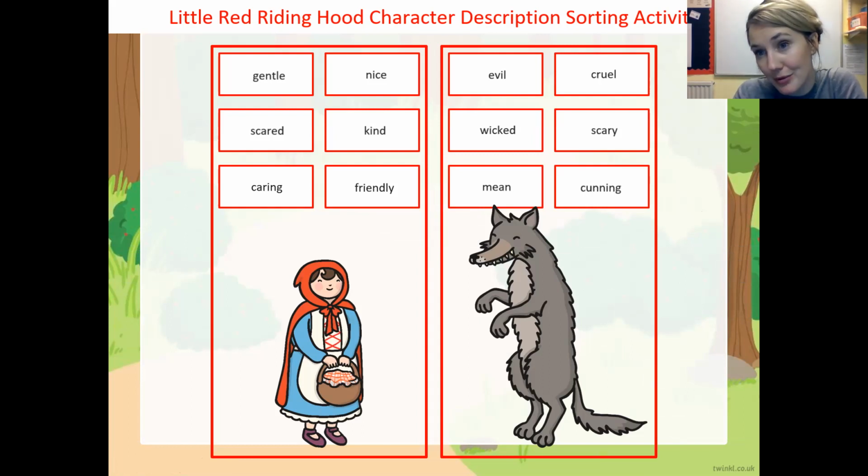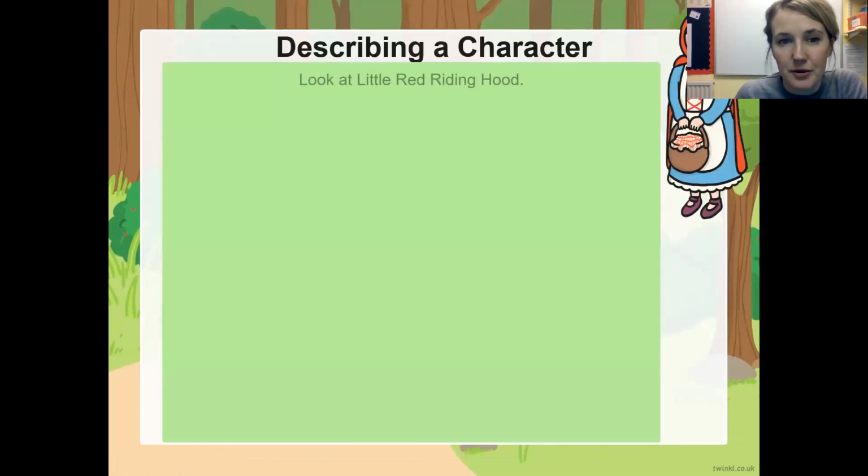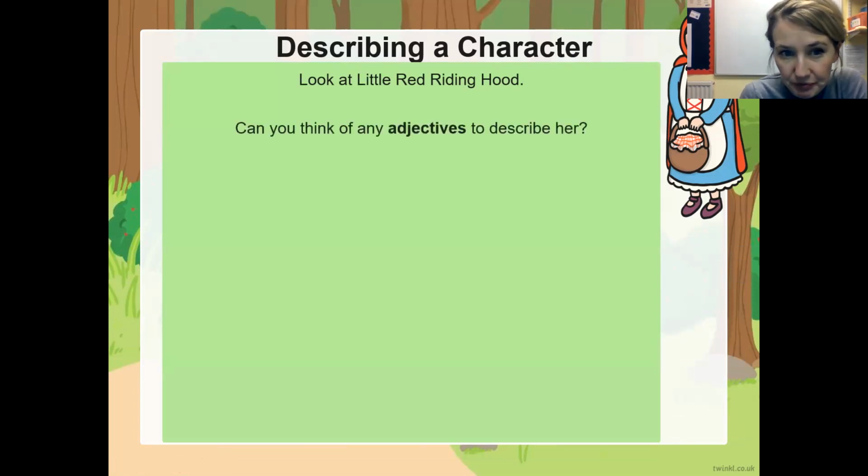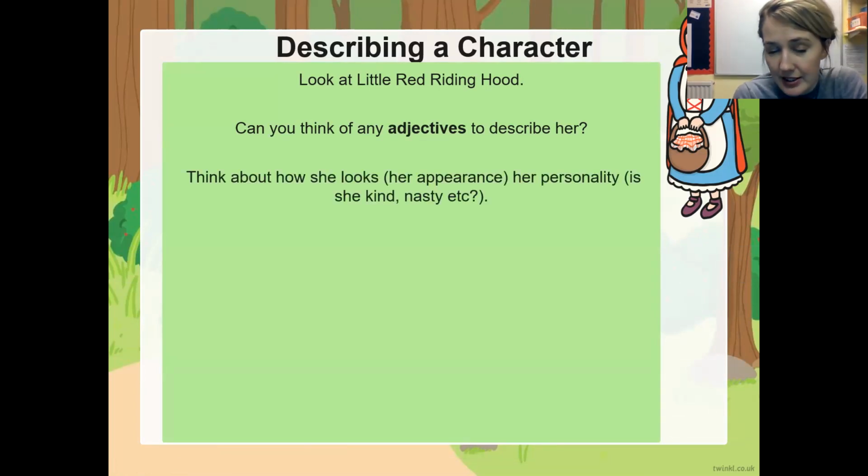If you need to pause what I'm saying to get them down, go ahead and do that. Okay. So describing a character, we're going to think more about Little Red Riding Hood. Let's see if we can think of any more adjectives to add to your keywords list to help you get ready to write.